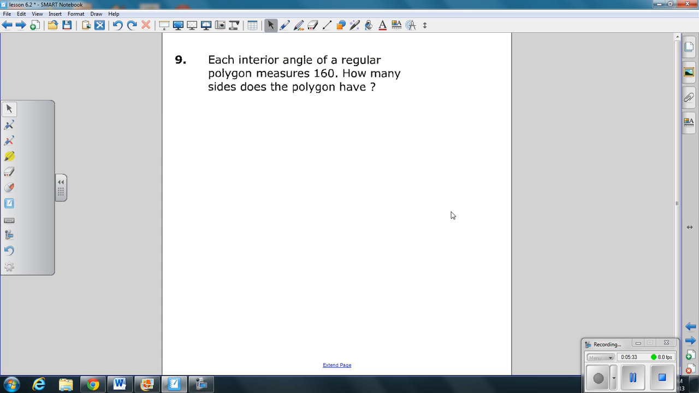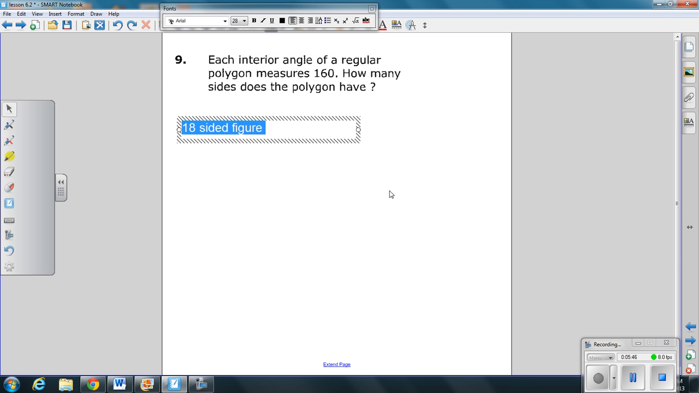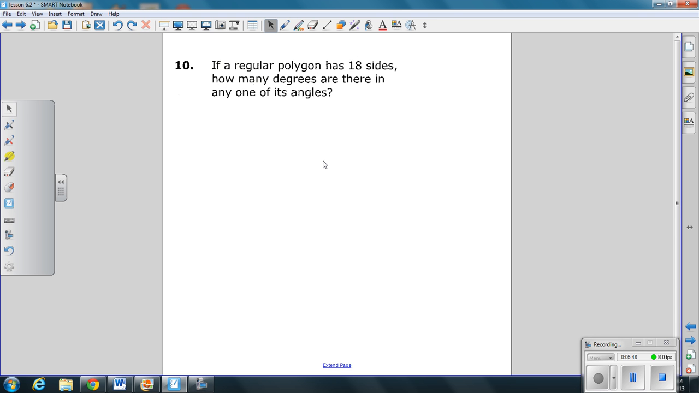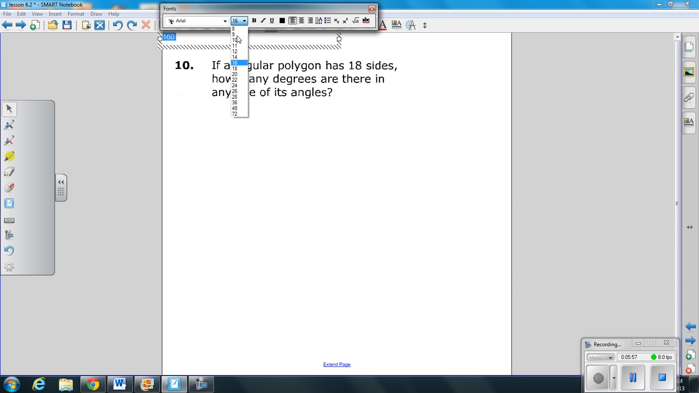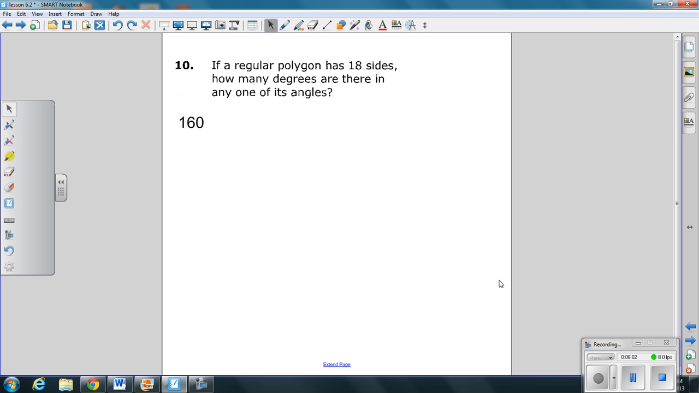Number nine, each interior angle of a regular polygon measures 160. How many sides does it have? 18 sides. And number 10, if a regular polygon has 18 sides, how many degrees are there in one angle? 160 degrees. And it's one of the major reasons why we created that chart, so you can reference all these questions.